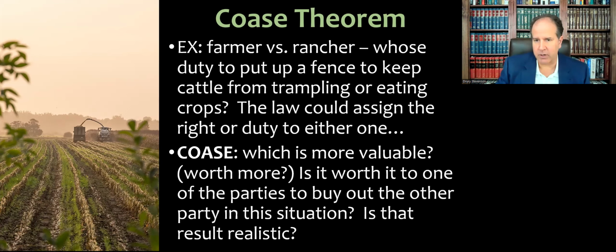And the law could assign the right or duty to either one, but Coase would then ask the question of which is more valuable, right? So let's say the herd is worth millions of dollars and the crop is not worth very much. So we're just growing straw or something that has a low market value. But the law assigns it as the farmer's decision about whether to put up the fence, and the farmer doesn't want to because it's a low value to him. Well, at some point the rancher or the farmer wants to put up a fence, and the rancher says, no, I actually need more grazing land.